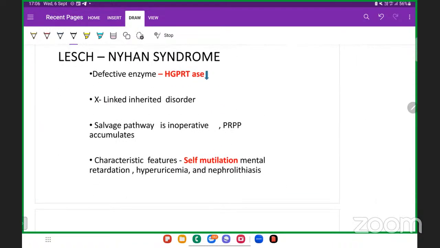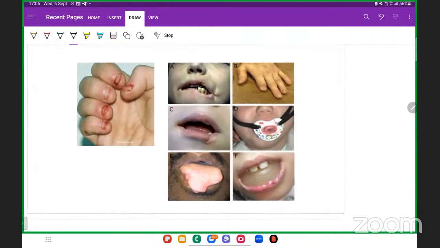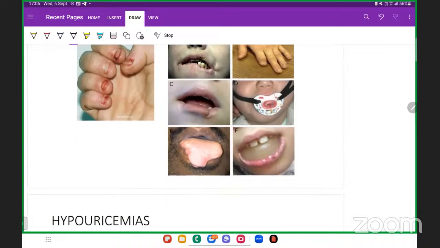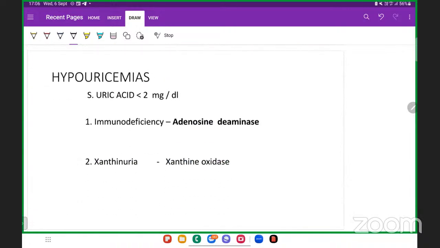And I told you about the Lesch-Nyhan syndrome. This is your Lesch-Nyhan syndrome. A spotter can be kept in your exam. This is Lesch-Nyhan syndrome. I hope you can see the screen. And you have this hypouricemia. What is the other condition? When the uric acid is not present. That is what I told you.